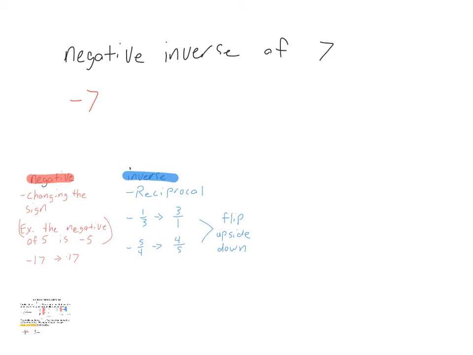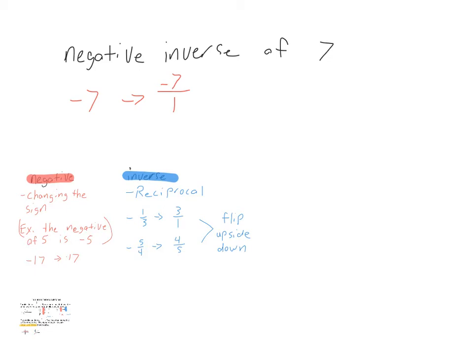Now the inverse, we're going to flip it upside down. And this is the part that confuses people a little bit, because they're going, Mr. Mitchell, it's a 7. I can't flip it upside down. That looks like an L. You got to remember, whole numbers can be written as fractions if you write them over a 1. So if I turn this into -7 over 1, I can now flip that upside down.